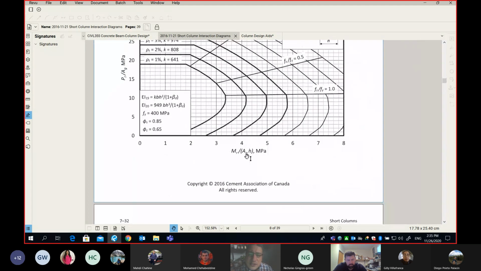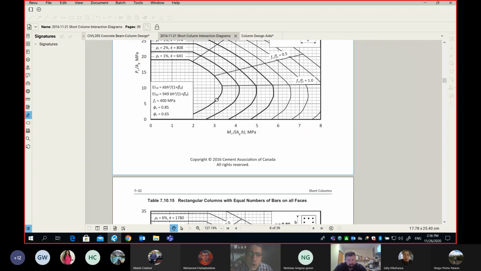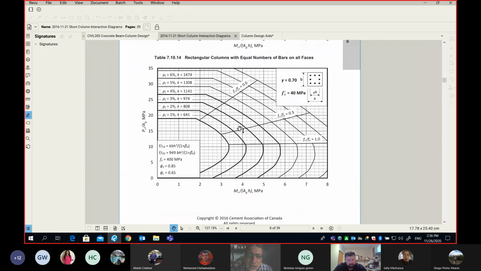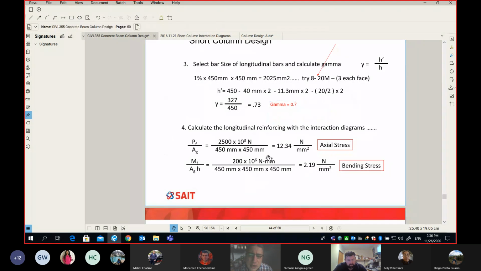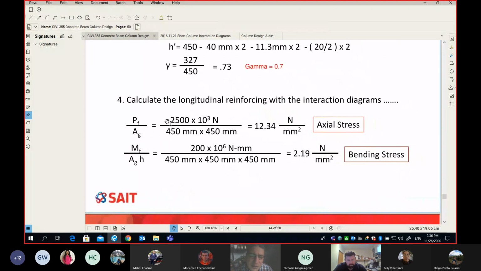How about on the x? What is on the x? It is the Mr or Mf divided by the gross area multiplied by h. We have to prepare those two numbers to enter our interaction diagram. Let's go back to our sheet here, so you can see I'm dividing my Pf by 450 by 450. I got 12.34 MPa.